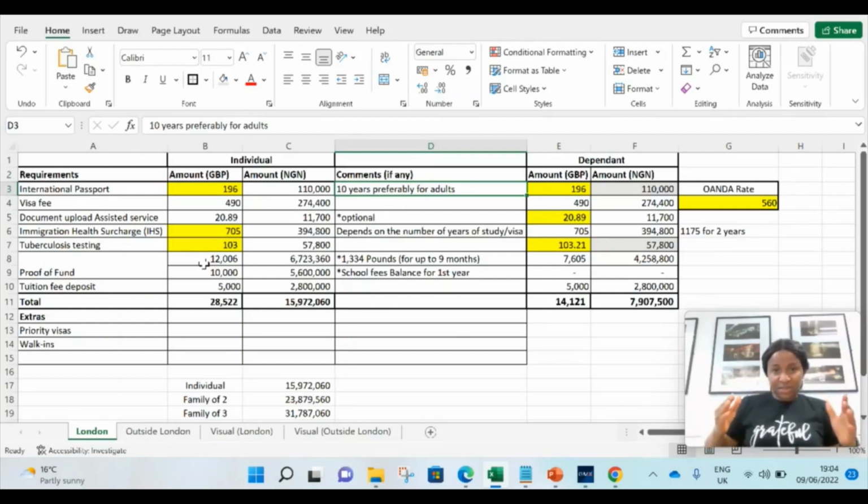So if you hit like this, it balances. Okay. Now let's move quickly.